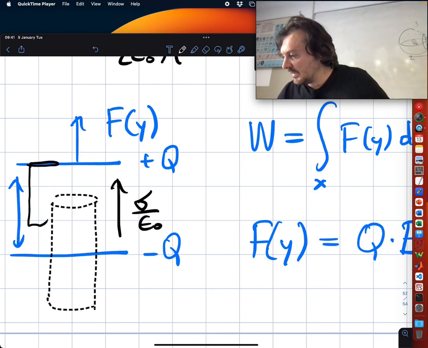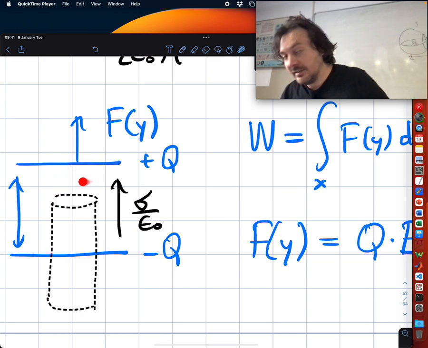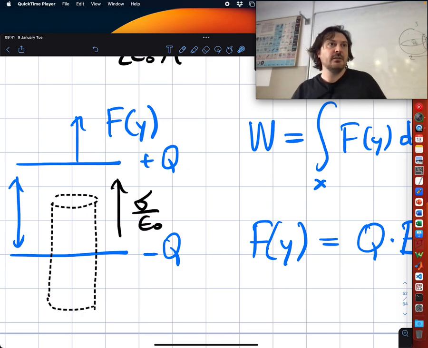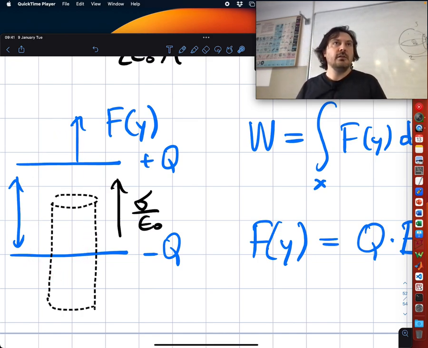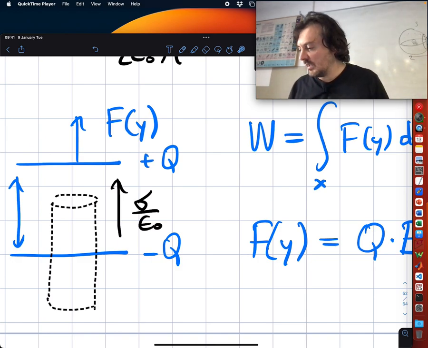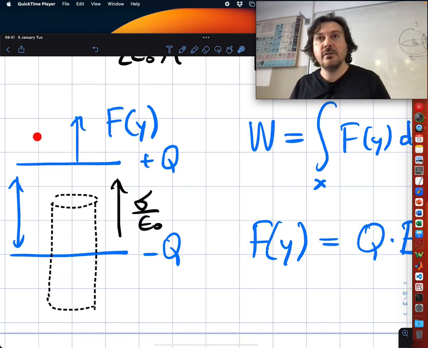Do you think that this is just a little bit closer to the upper side? Do you feel like it makes a difference? No, it doesn't make a difference. If you do this for the whole thing, then you get no result, because the enclosed charge is zero and the electric fields are zero.